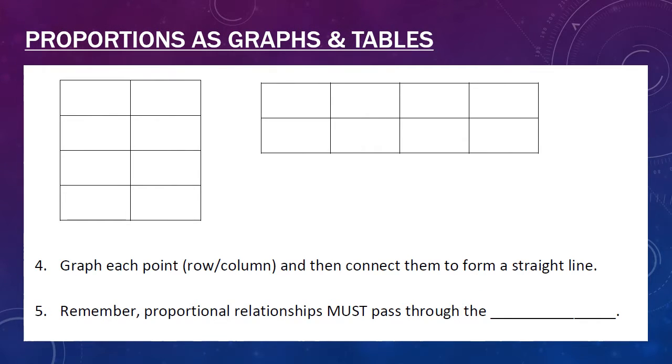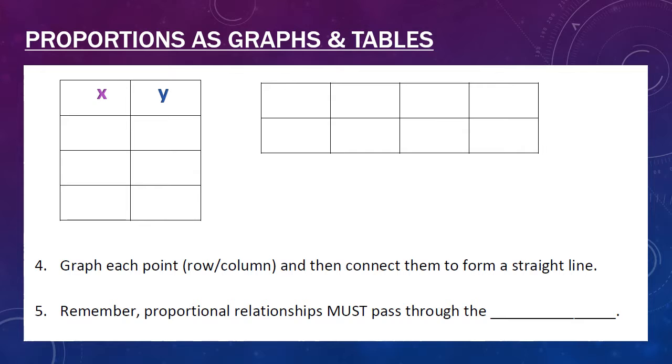Looking at number 4, the tables you see here are the same ones as number 3. I just cut and pasted them without anything. Those are still the blank ones. But if you look at number 4, it says graph each point, meaning each row or column, and then connect them to form a straight line.